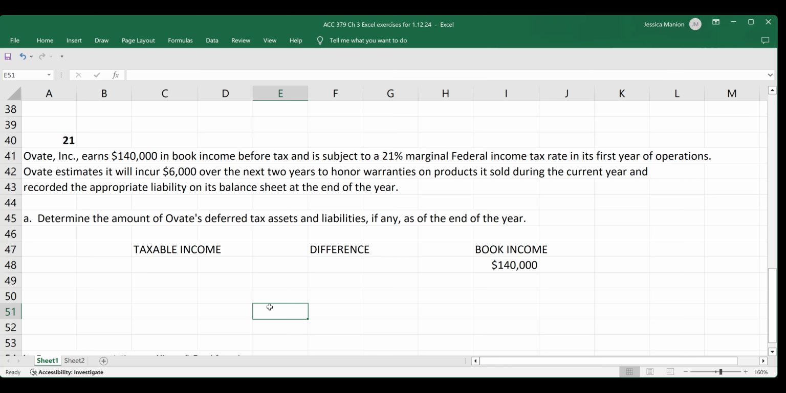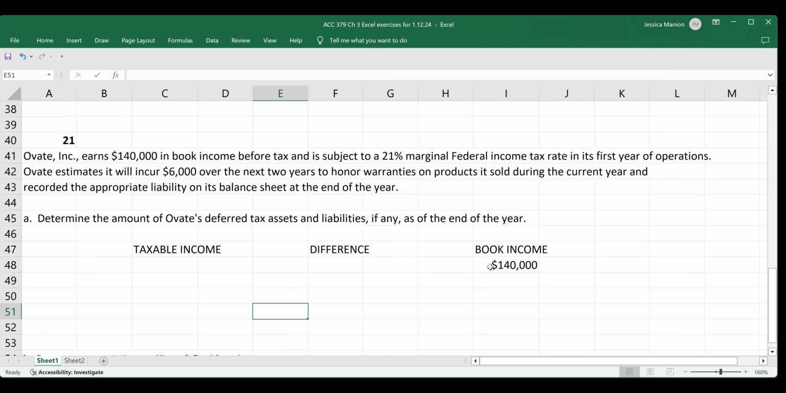So to arrive at our book income of 140,000, we claimed a warranty expense of 6,000 basically, right? But similar to bad debt expenses, we cannot deduct the warranty expense for tax purposes until we satisfy that warranty obligation. Until the warranty services are performed, essentially, right?